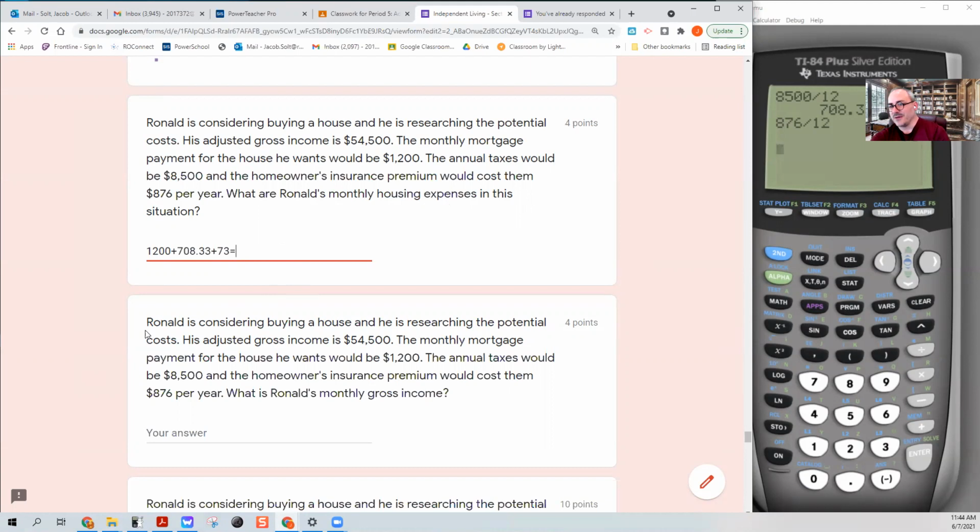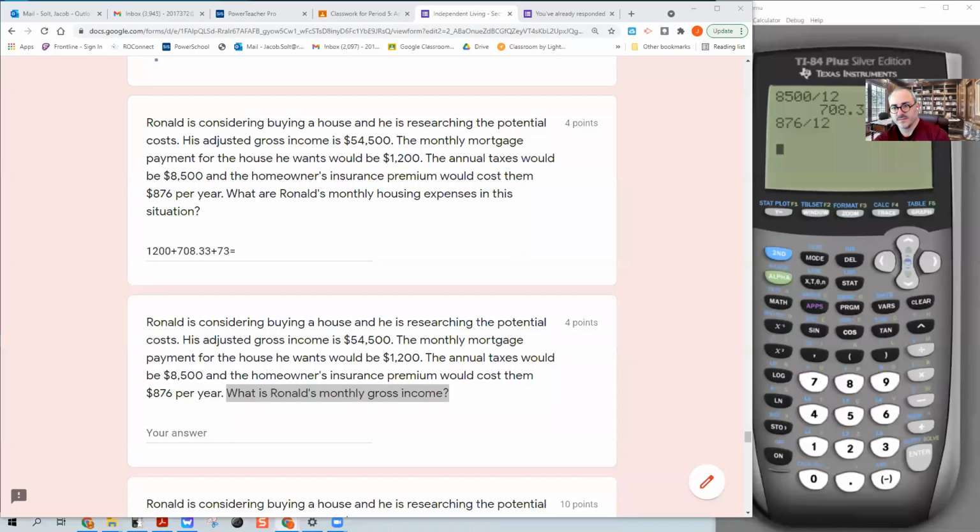Let's see. The next problem is the same situation. Ronald, there's his income. There's all the other things. What is his monthly gross income? This should be pretty simple. By now, this should be pretty easy, but let me give you another minute. Give me a minute to figure that out. You probably didn't need all that time, but that's all right. What is the monthly gross income?